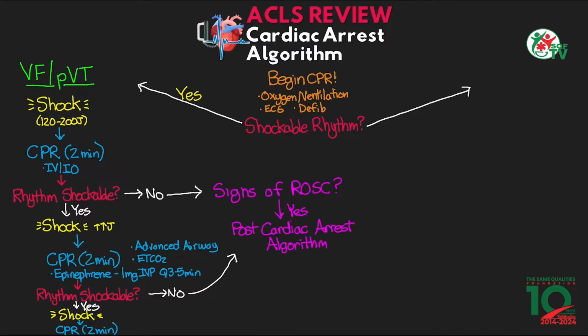So at this point here in the algorithm, we're actually going to want to give them a dose of amiodarone, and this dose is going to be 300 milligrams, again, IV push. And this is specifically for the first dose of amio. A second dose of amio can be given later on, and this time for the second dose, we would give them 150 milligrams.